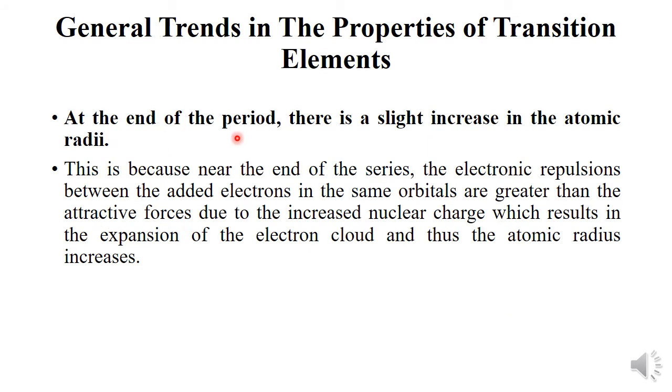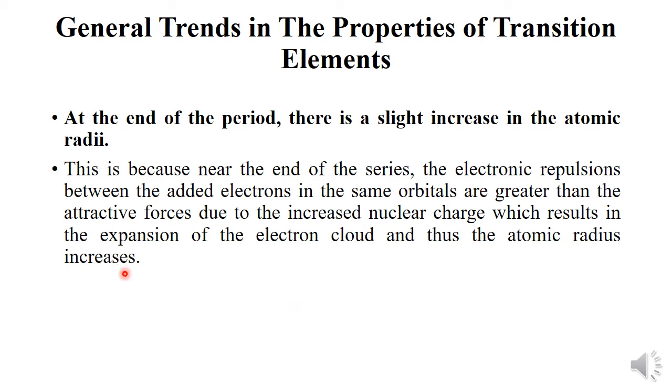But at the end of the period, there is a slight increase in the atomic radii. This is because near the end of the series, the electronic repulsions between the added electrons in the same orbitals are greater than the attractive forces due to the increased nuclear charge, which ultimately results in the expansion of the electron cloud, and thus the atomic radius increases.